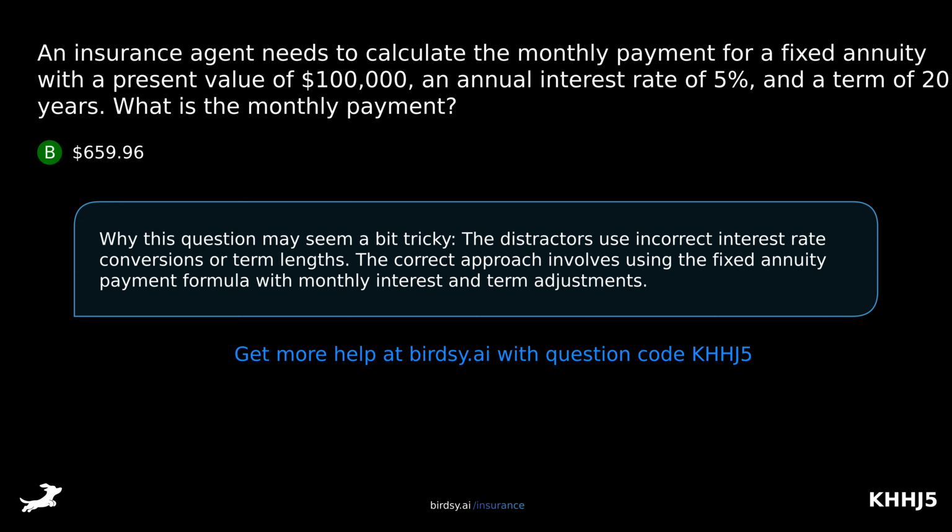The distractors use incorrect interest rate conversions or term lengths. The correct approach involves using the fixed annuity payment formula with monthly interest and term adjustments.